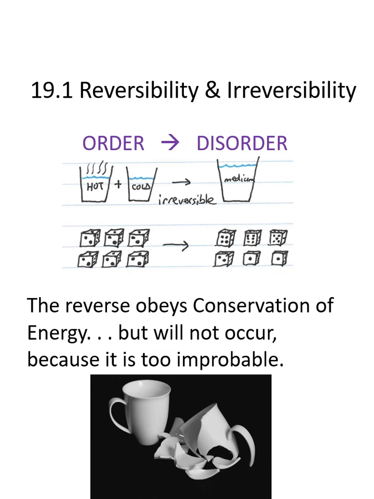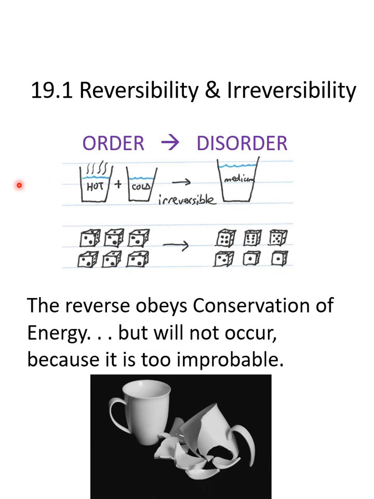So let's look at this picture at the top. Here we have hot water and cold water. There's order to that. If I wanted hot water for a cup of coffee, I know to go to the cup on the left. If I want cold water for a nice cold drink, I know to go to the cup on the right.